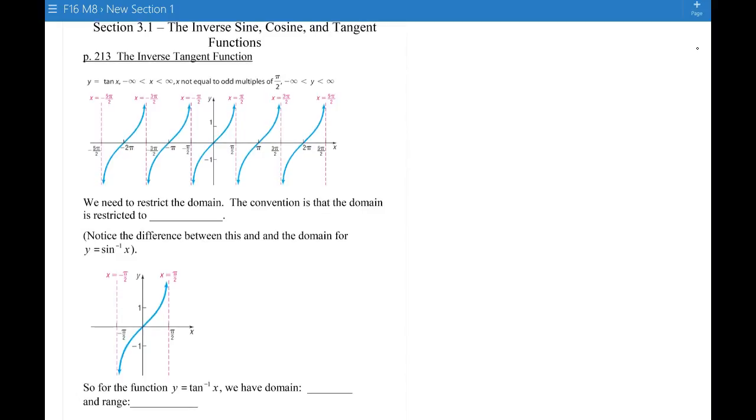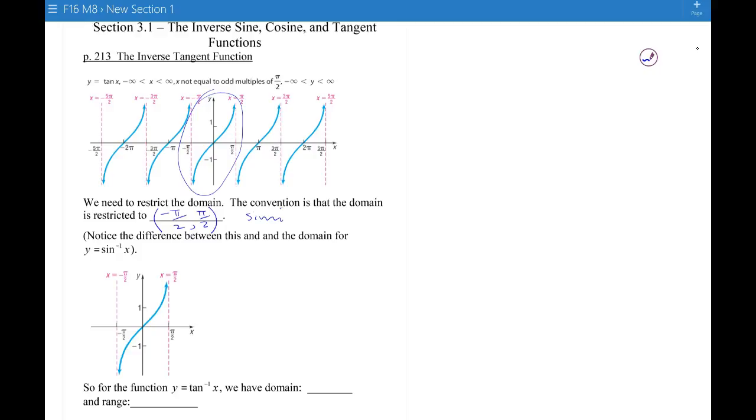And then here's the inverse tangent function. Here we need to restrict the domain, and we want this piece here where it's 1 to 1. So it's from negative pi over 2 to pi over 2. But in the case of the tangent graph, we can't include the endpoints because the function is not defined there.